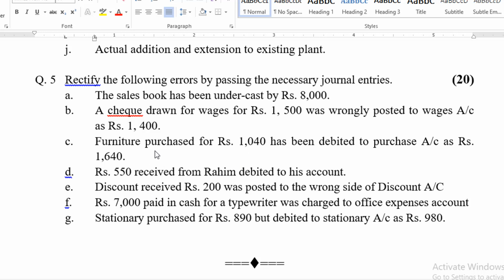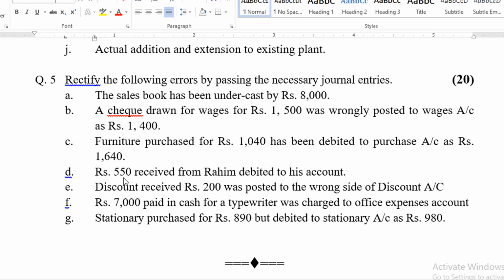And the second issue is that the excess amount has been debited to the account. So first we have to credit the purchase account with the same amount but debit the furniture account with the correct amount, which is less than 1,640. So what about the difference between these two amounts, 600? It will be handled through the suspense account. We don't know the other side of the error transactions.